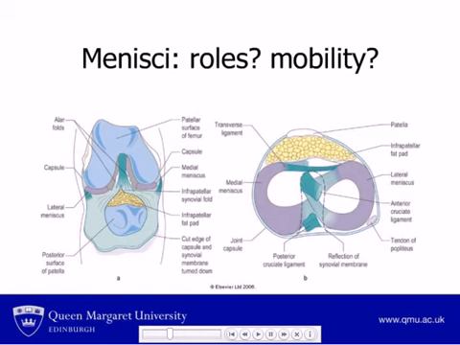It does still have attachment to capsular fibres via the coronary ligaments, which connect it to the tibia, but it is not attached to the fibular collateral ligament. Note that the transverse ligament connects the two cartilages anteriorly.